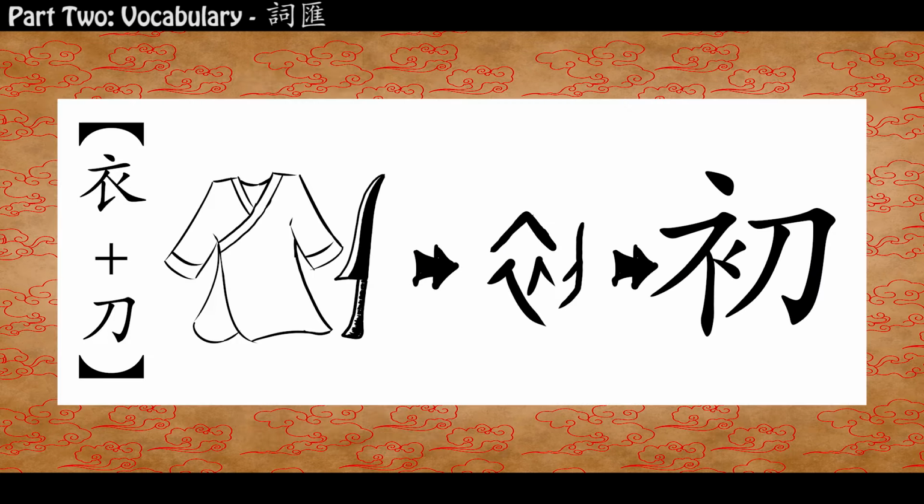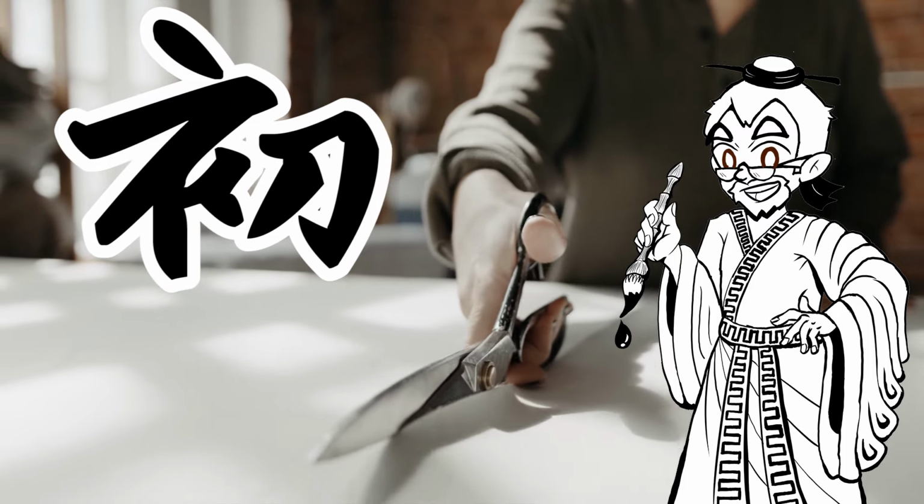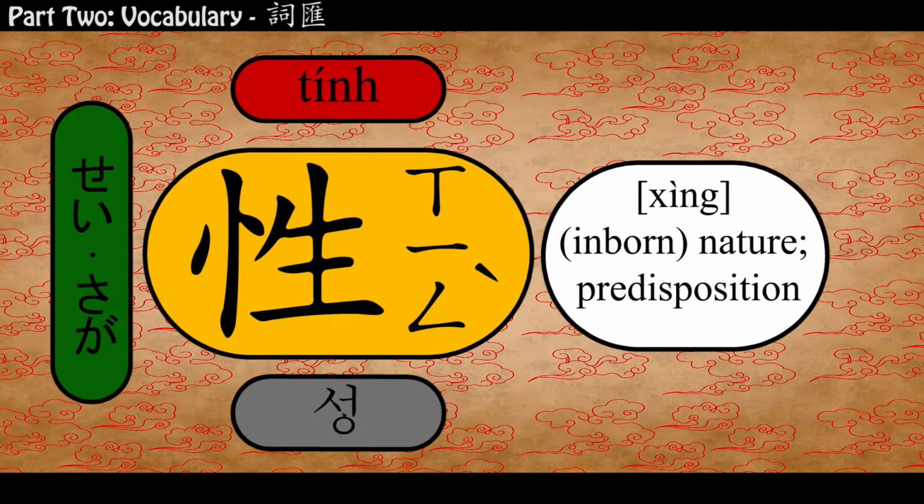The character shows a knife, 刀, and a piece of clothing, 衣. When making clothes, you start by cutting the cloth. 性, one's inborn nature or predisposition.